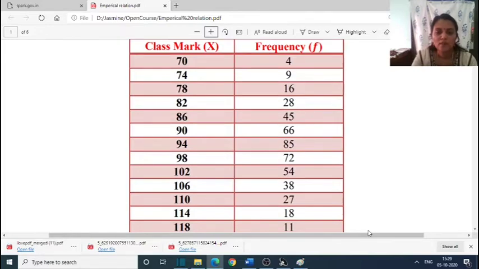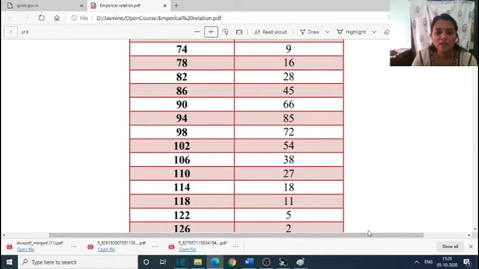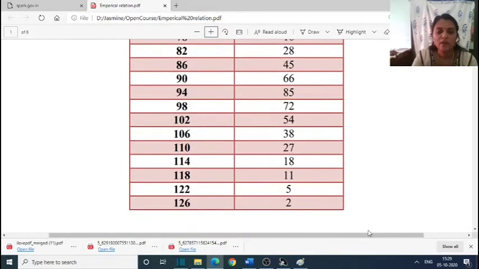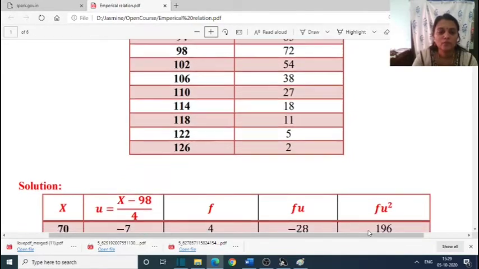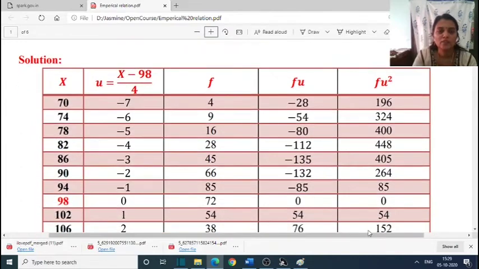Class mark 114, frequency 18. Class mark 118, frequency 11. Class mark 122, frequency 5. Class mark 126, frequency 2. So we have to find the solution of that.